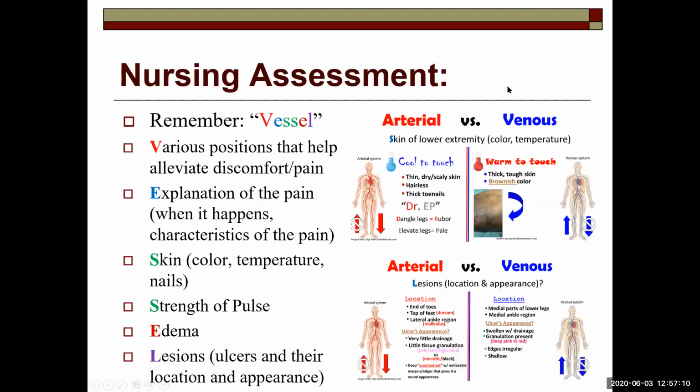So here's a little nursing assessment for you guys that you will be learning and discussing as you get into your clinicals. This is arterial and this is venous, and this is how we can differentiate between them a little bit. If you look at the skin itself, usually if it's arterial, it is cool to touch. When you feel it, it is not that warm because it's actually deep. But the skin would feel thin, very thin, dry, scaly, hairless. You're not going to have much hair there.